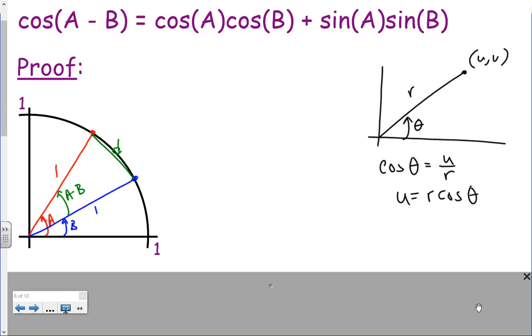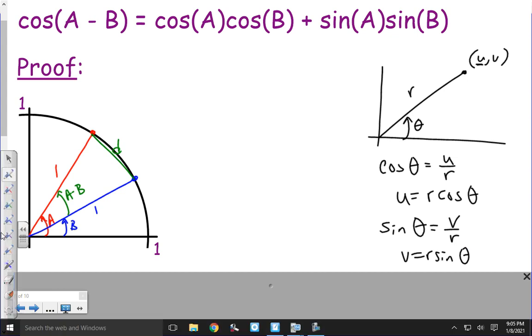And that's what I want to know: what is the u coordinate there, the x value of that point. That's what I'm trying to do with this quarter circle over on the left. We can do the same thing for sine. The sine of theta is equal to v over r, so that means that v is equal to r sine of theta. Okay, so with that, if I know the r value and I know the theta value, I can write the coordinates of this point then.